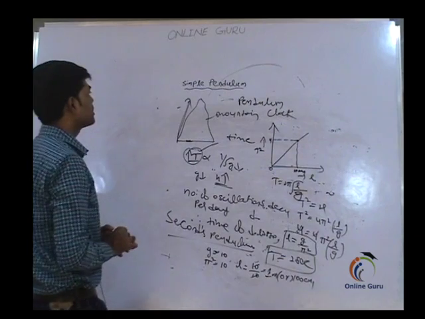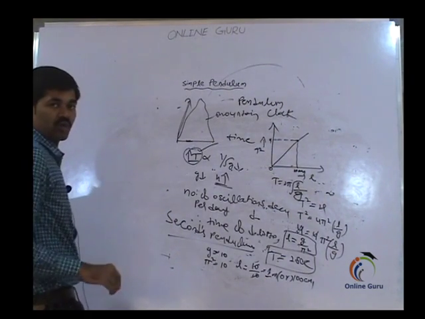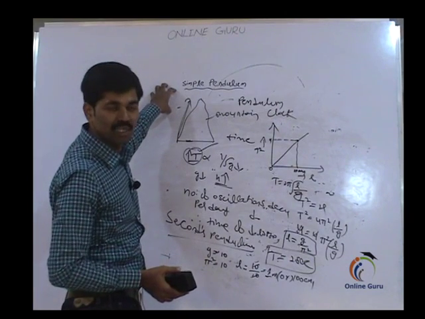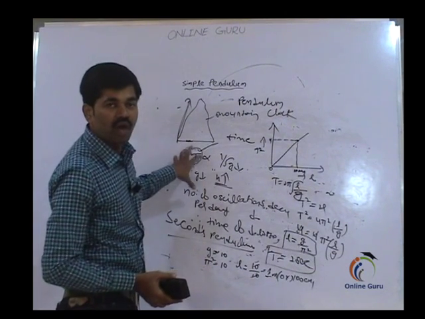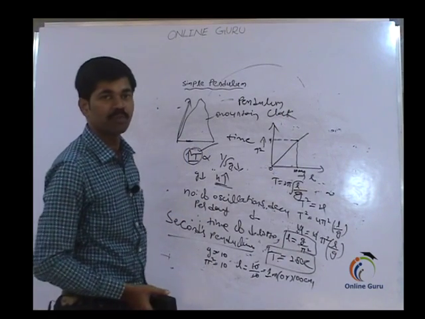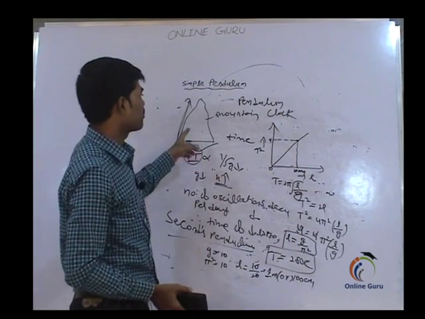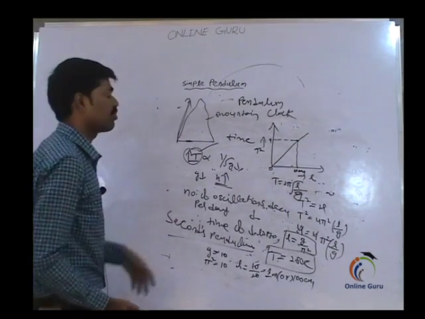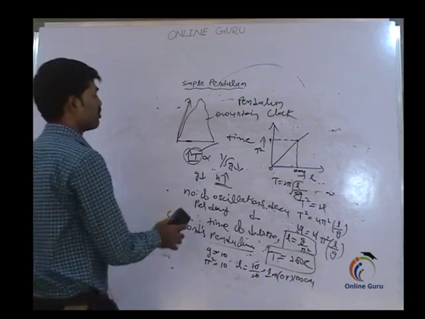So that is the small topic we have completed: what a simple pendulum is, and how we derive the expression for the time period of the simple pendulum. The time period of the simple pendulum is 2π√(L/g), and some applications of the simple pendulum.